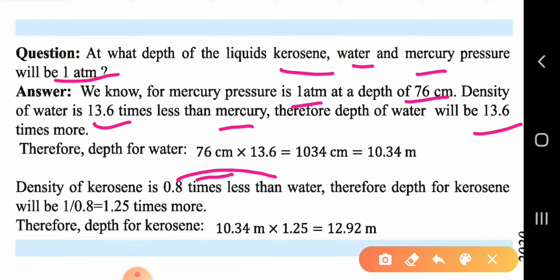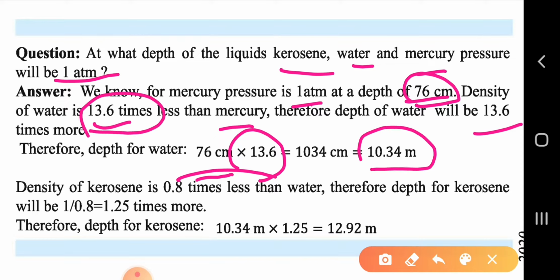So one atmosphere is at a depth of 76 centimeters of mercury. The density of mercury is 13.6 times that of water, so if I multiply, the water depth will be 13.6 times more, which is 10.34 meters. The density of kerosene is 0.8 times that of water.